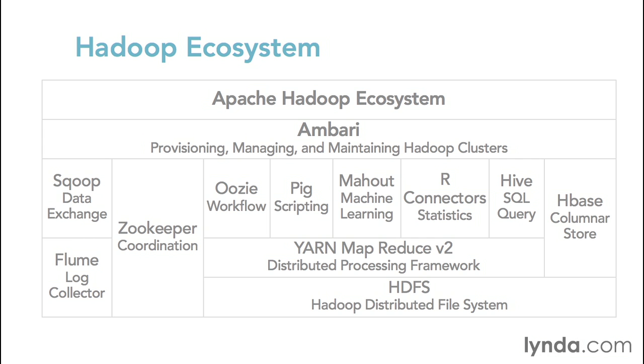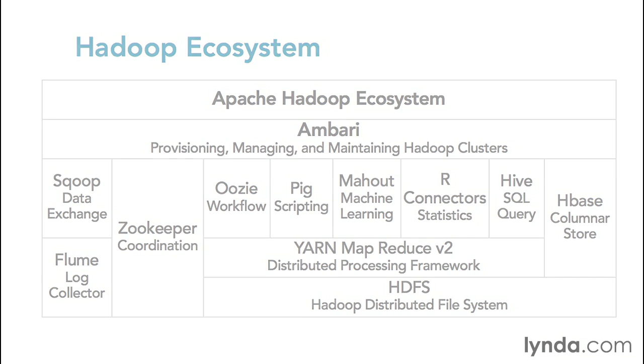Flume is a log collector because Hadoop jobs produce a large amount of log information about job process, because the jobs are run in batch, so they take time to run. And in this particular diagram, we also have Ambari, which is provisioning, managing, and monitoring Hadoop clusters. This is a representation of some of the open source libraries in the Hadoop ecosystem. There are actually more. These are the core libraries.